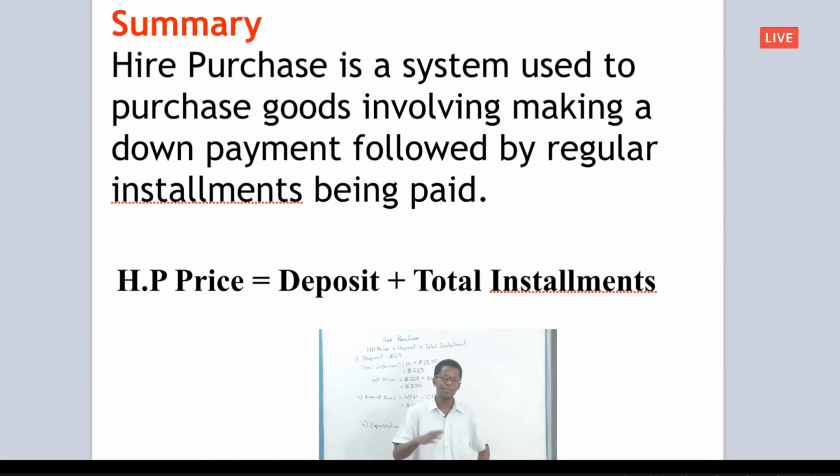Now, for those persons that are interested in buying land and property in the future, you're going to see that hire purchase is closely linked to something else called mortgage. So pay careful attention. You're going to learn about that as we move into finding out about buying those items on another credit system. So that's it for today's class.